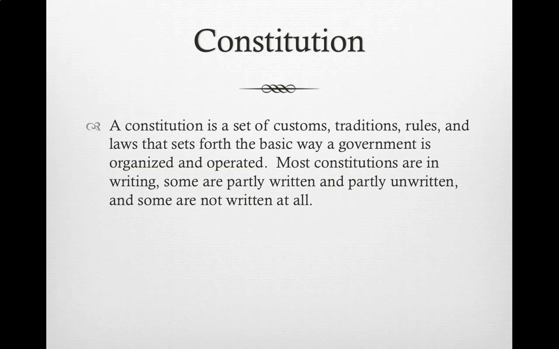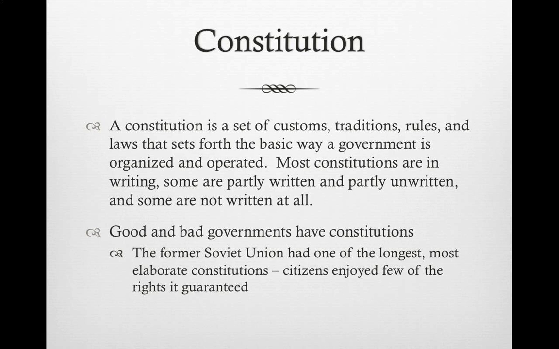And a constitution is a set of customs, traditions, rules, and laws that set forth the basic way a government is organized and operated. Most constitutions are in writing. Some are partly written, and some are partly unwritten, and then you have others that are not written at all. Good and bad governments both have constitutions. Just because a government has a constitution does not make it a limited government. One example is the former Soviet Union, which was a communist country and had one of the longest and most elaborate constitutions, but their citizens had very few rights.